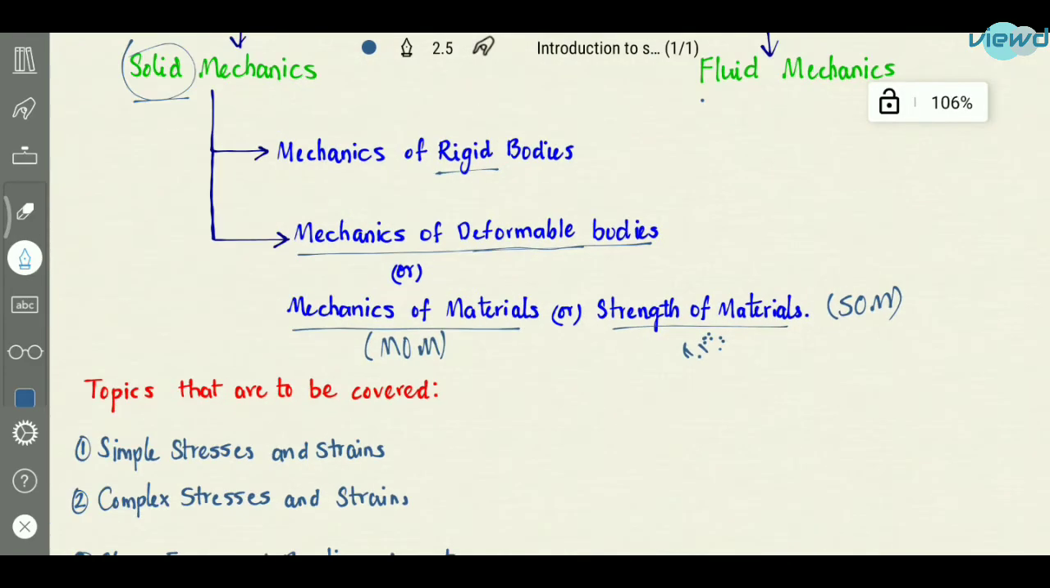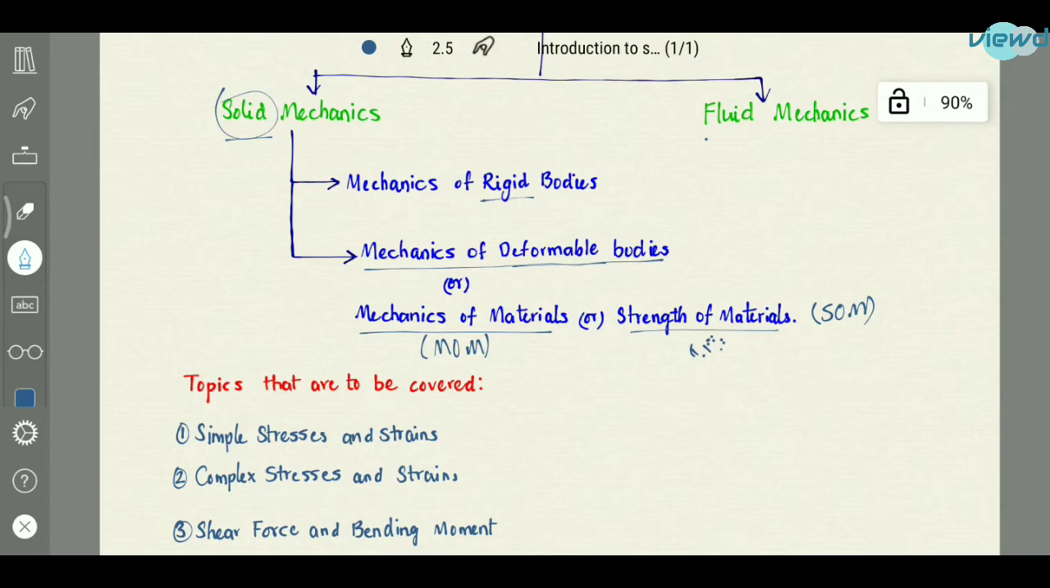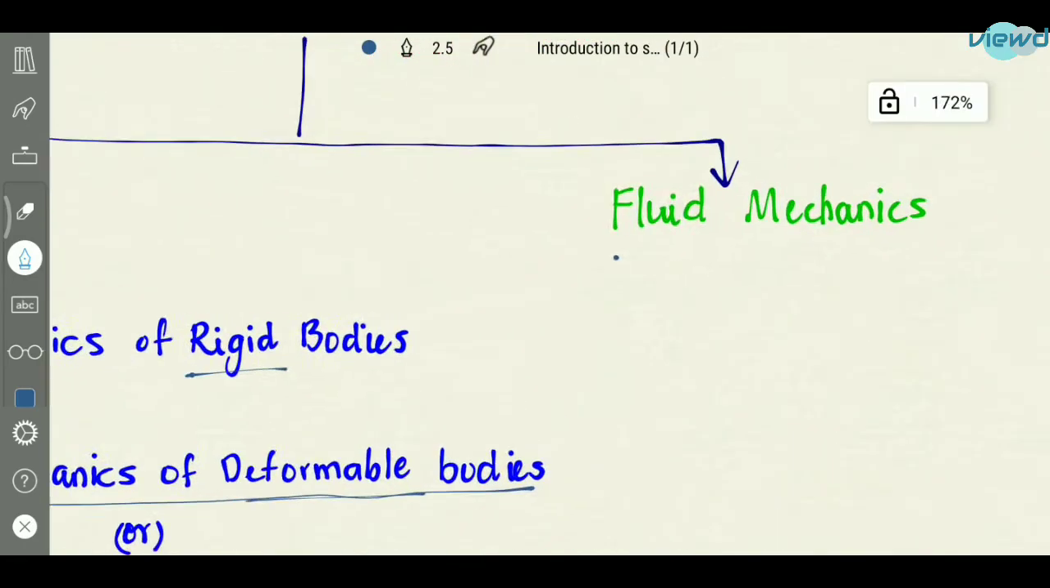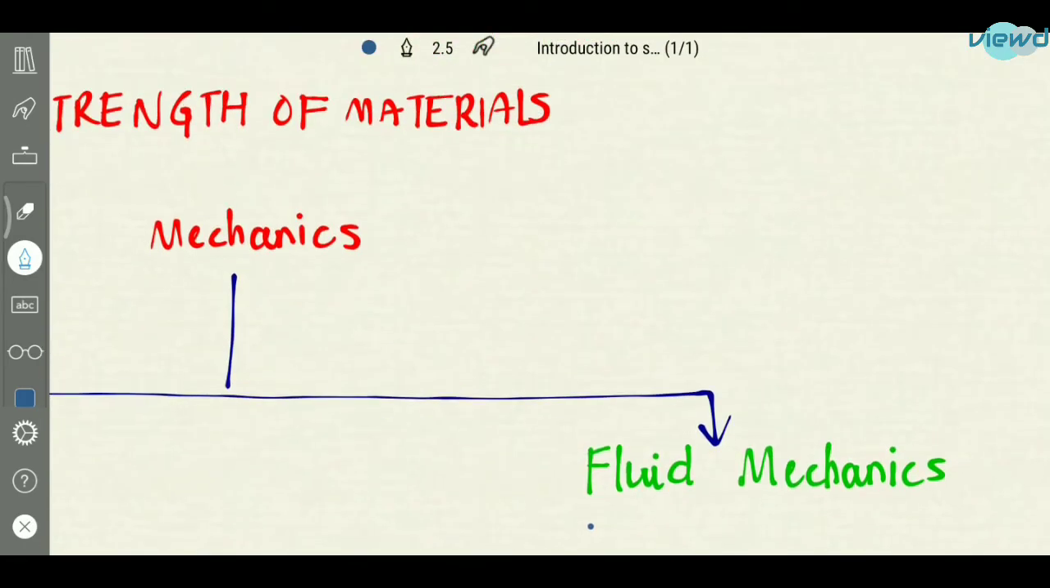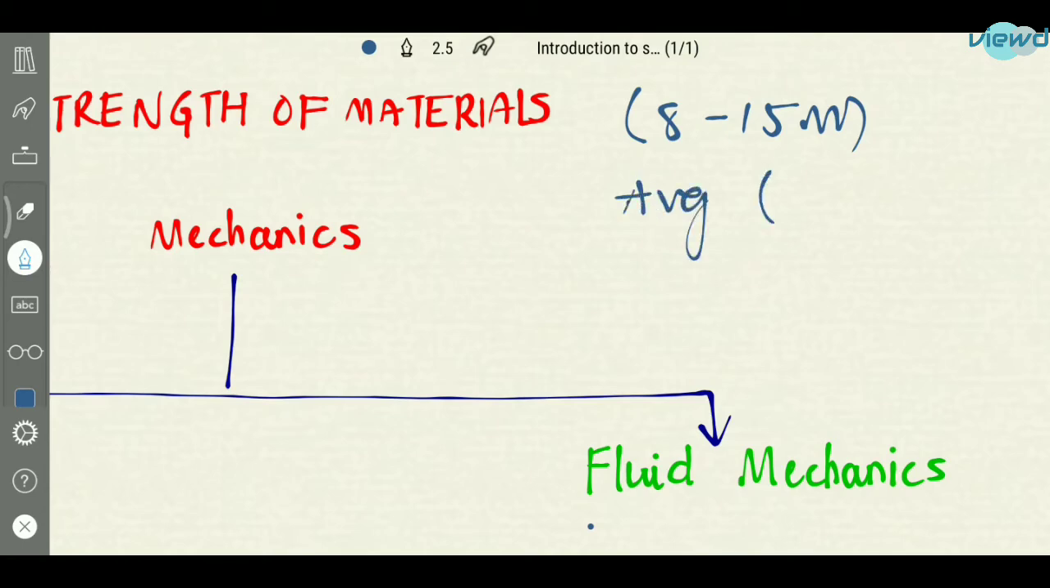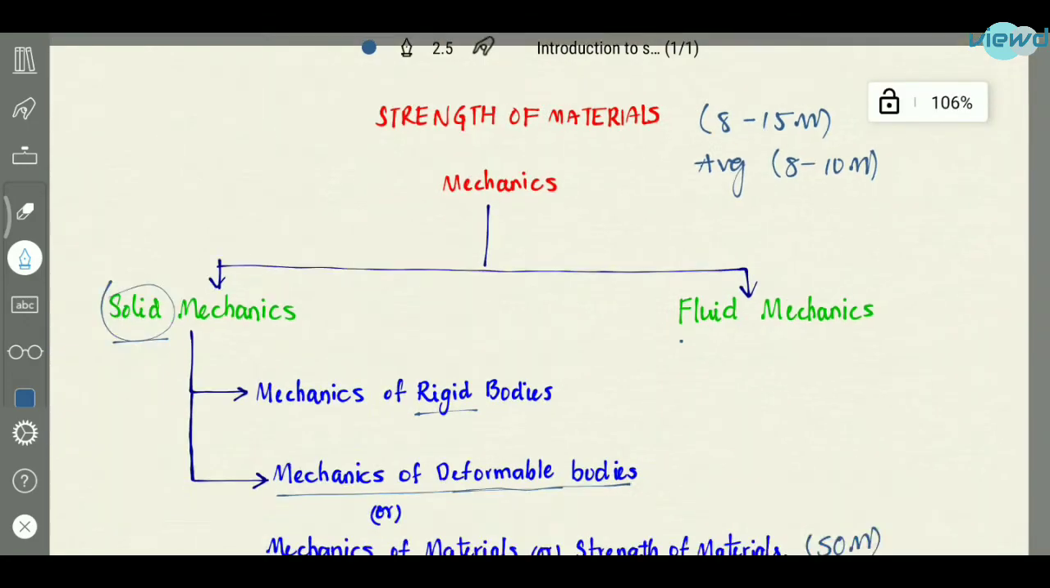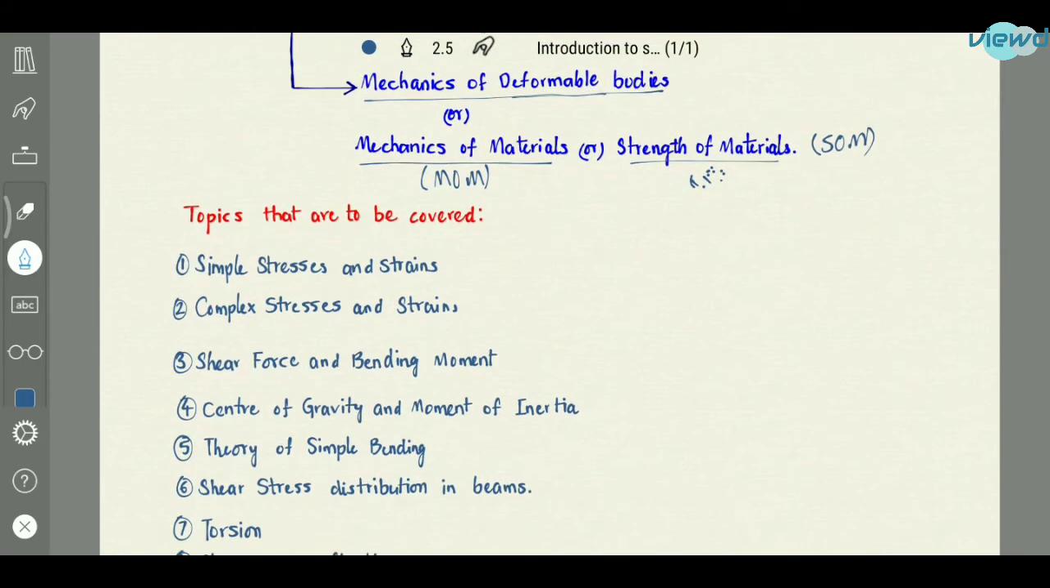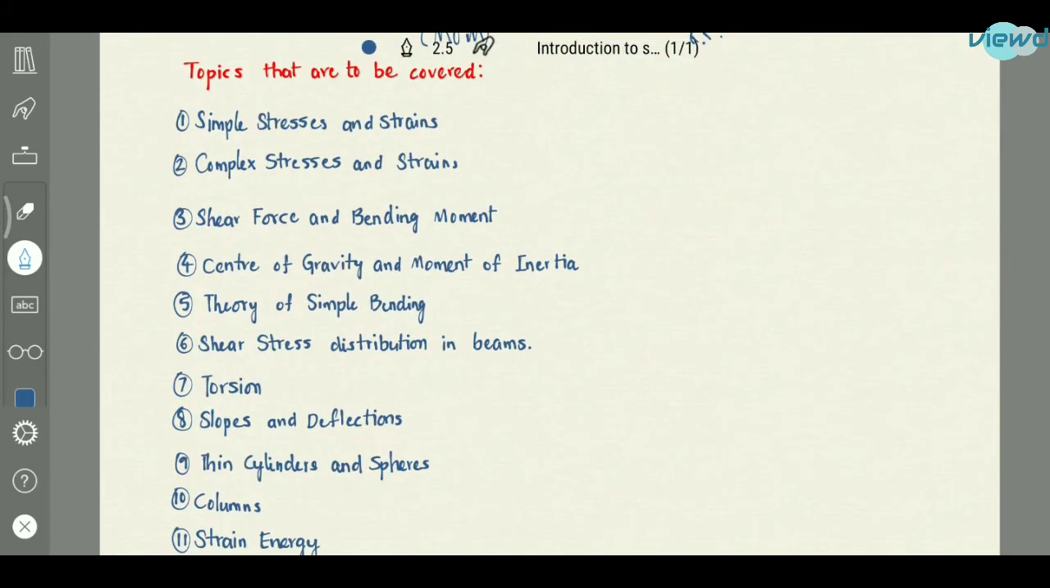So the weightage ranges from 8 to 15 marks. In the previous papers, it ranged from 8 to 15 marks, but averagely we can take the weightage as 8 to 10 marks from strength of materials for mechanical engineering. So what are the topics that are going to be covered in the strength of materials?